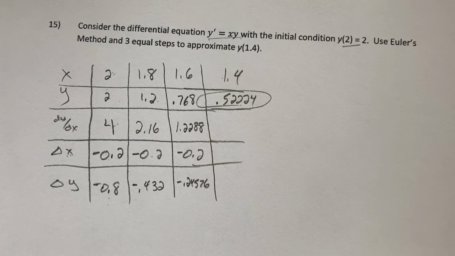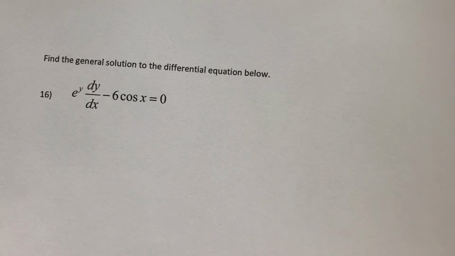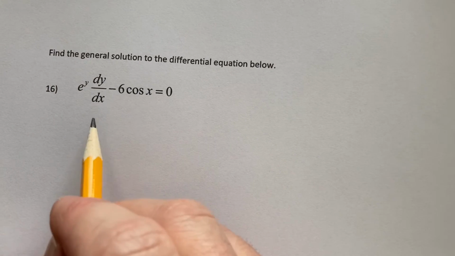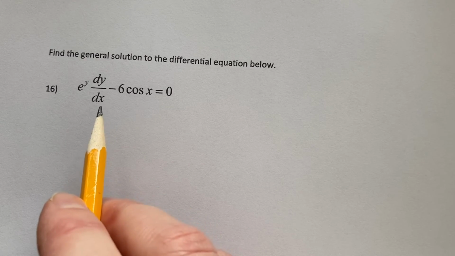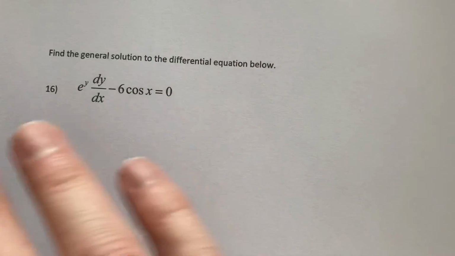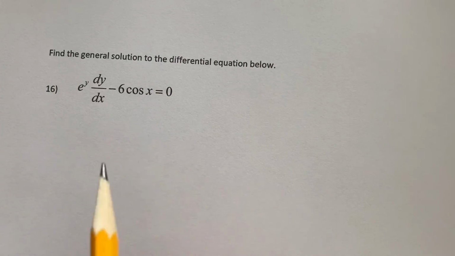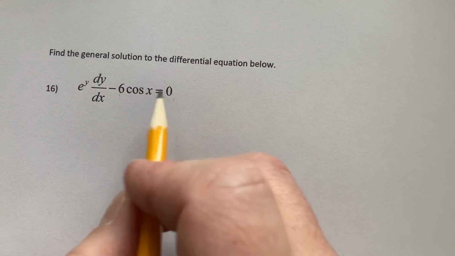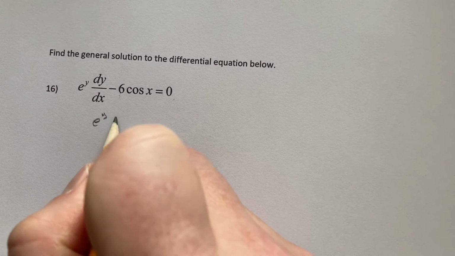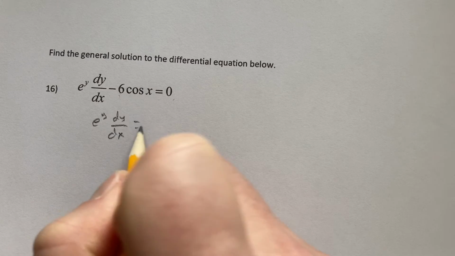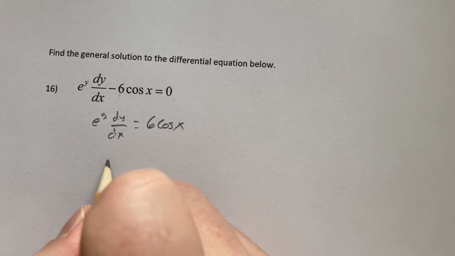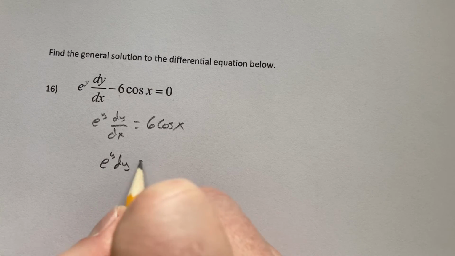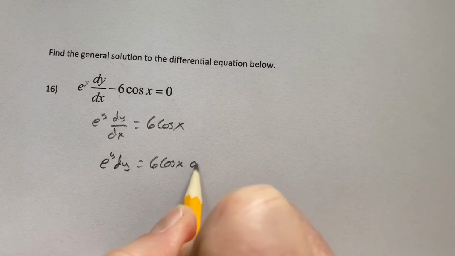Right? Then they ask us to find a general solution to a differential equation. In order to do that, we have to separate this correctly. So I want that dy dx to separate. I want a side that has x times dx or something like that, and a y times dy or something like that. I need that to happen. So I'm going to add this over. So e to the y times dy over dx is equal to 6 cosine x. Okay? Then I'm going to multiply by dx. So I get e to the y dy equals 6 cosine x dx.